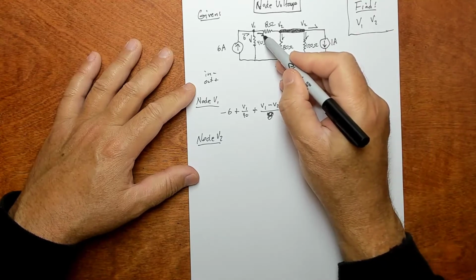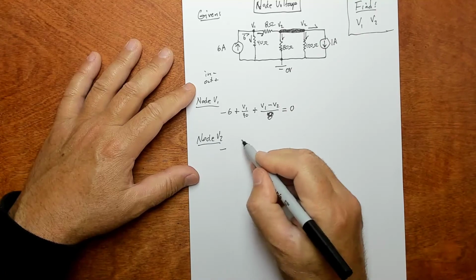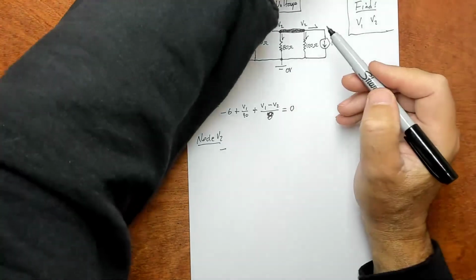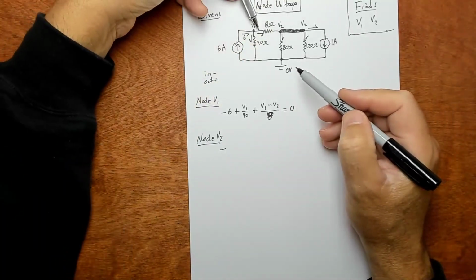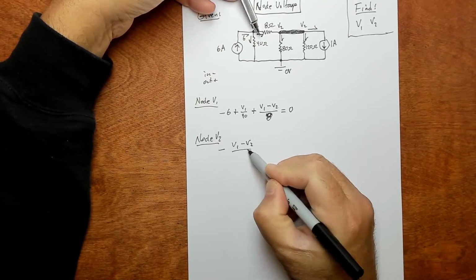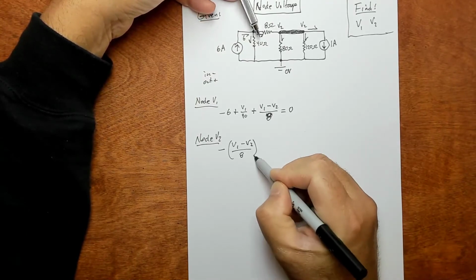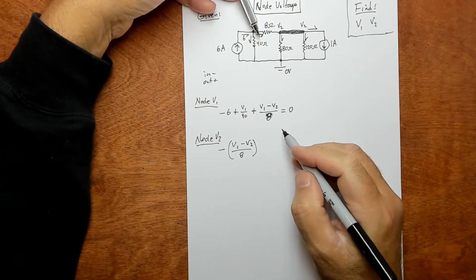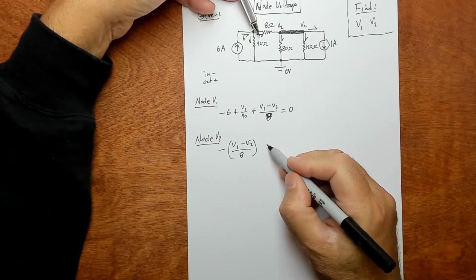So we've got this guy coming in, so it's going to be negative. And what is this guy right here? It's the same term, so it's (v1 minus v2) over 8. And don't forget the negative applies to the whole thing. Put some parens on there if you need to keep that straight algebraically.